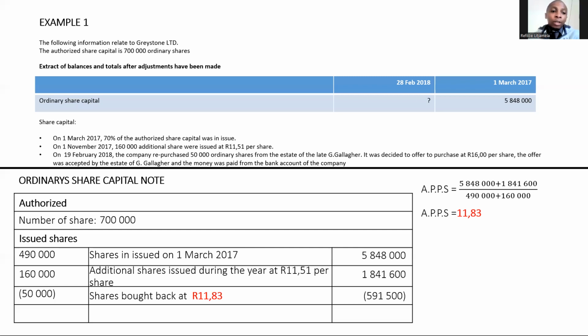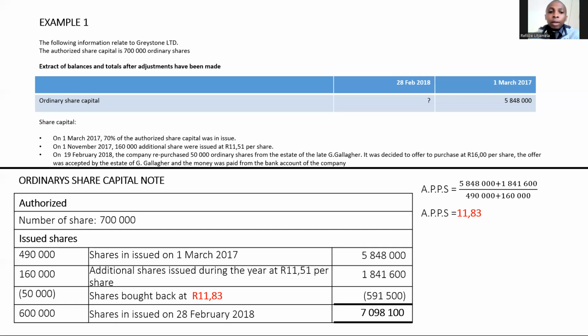At the end of the year, I will simply take 490 plus 160 minus 50. It'll give me the number of shares that I have issued by the end of the year. And these shares will have raised a capital amount of 5,848,000 Rand plus 1,841,600 minus 591,600. And that will simply give me 7,098,100, which is my share capital that I will have raised by the end of the financial year.